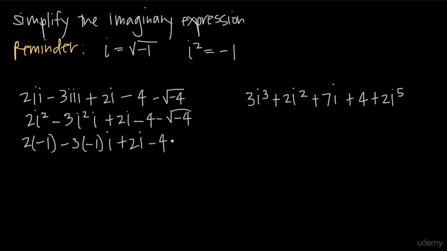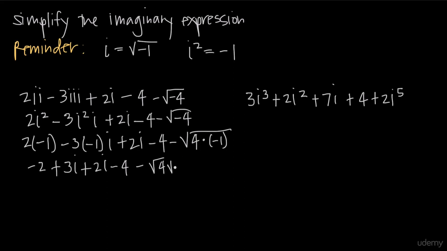And then here for the square root, we can say minus the square root. Remember, negative 4 is the same thing as negative 1 times 4. So we'll say 4 times negative 1, like this. And now 2 times negative 1 gives us negative 2. Negative 3 times a negative 1 gives us a positive 3, and we leave that i. Then we have plus 2i minus 4. Now for our square roots, we can break this up into minus the square root of 4 times the square root of negative 1.